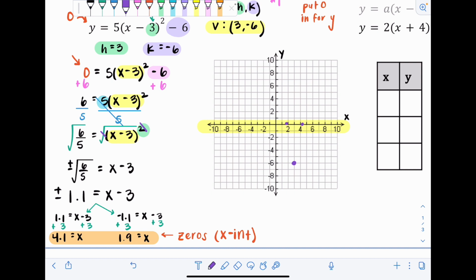And now I can connect my points because I know this is a quadratic. I know it should be shaped like a parabola, so I go like this and like this. And that's my graph. I created a parabola.